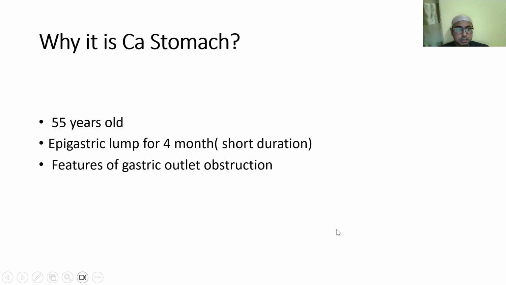So why is it carcinoma stomach? So it's another question. There are some points from your history, that is 55 years old, epigastric lump for 4 months, and features of gastric outlet obstruction. These are the relevant positive points in your history, and 4 months is a very short period of time.